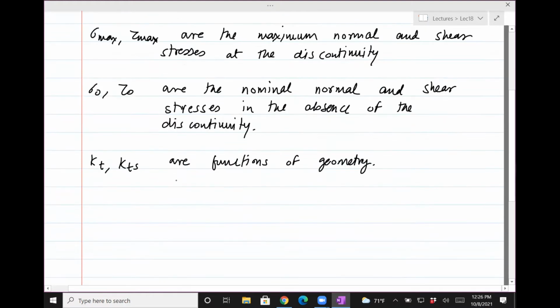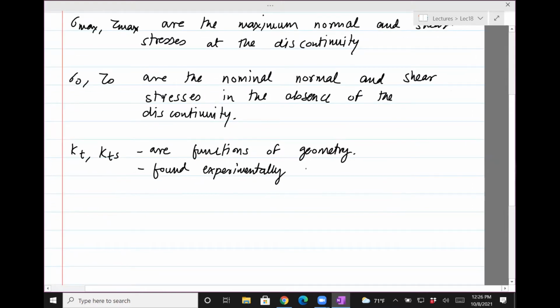And they are found experimentally. The techniques for finding them experimentally, if you're curious, include photoelasticity. Another one is strain gauges. And then there's this one, brittle coating. This is from the book. I have no idea what this is. Coating methods.